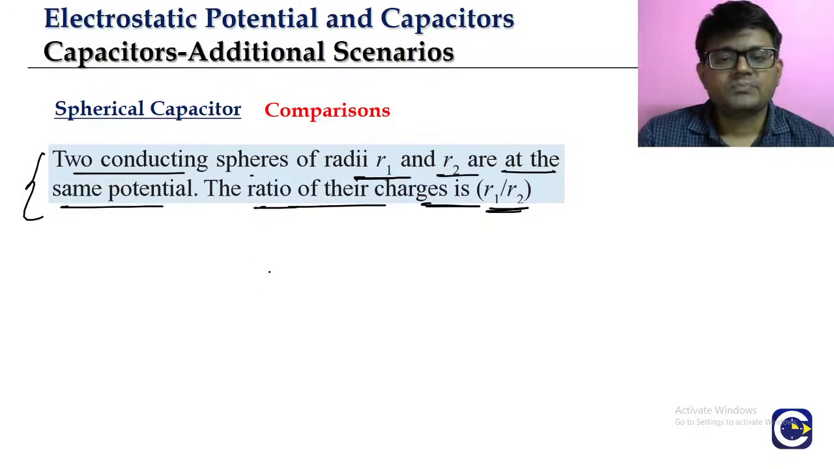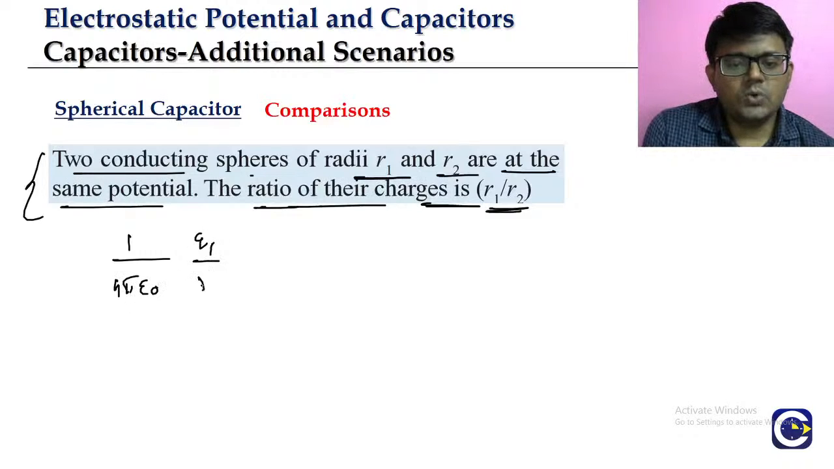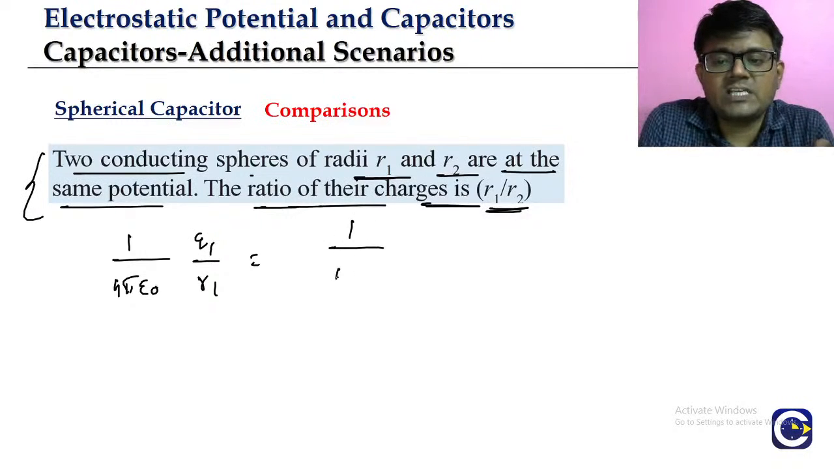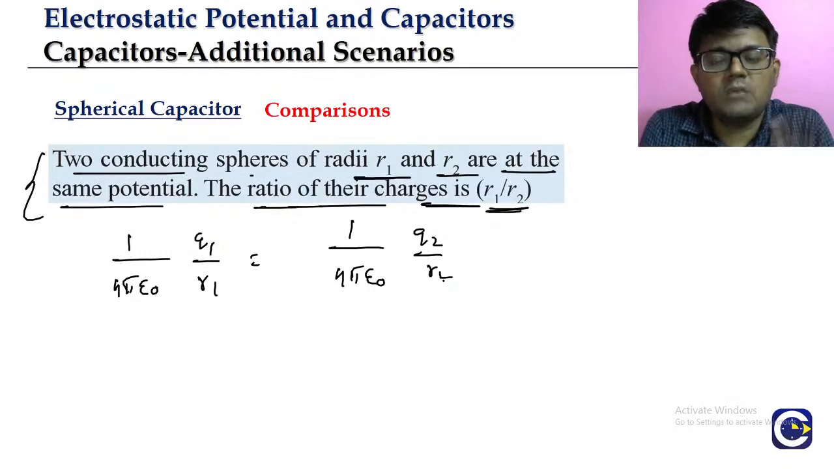What is it? The potential is same. Potential is same, and what is the potential formula? We just saw it. What is the potential formula? 1 by 4 pi epsilon naught q1 by r1. That is the potential of the first sphere. The second sphere will be what? 1 by 4 pi epsilon naught q2 by r2. Because they are saying the potential on both of them is same, we can equate them. If we equate, these will cancel.